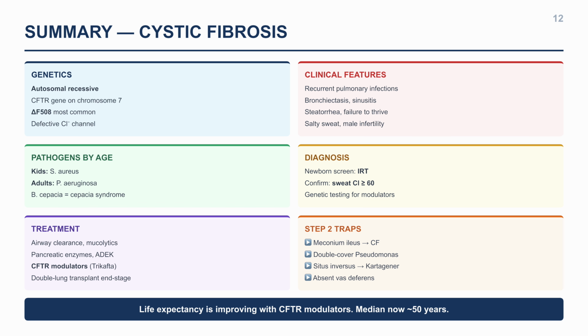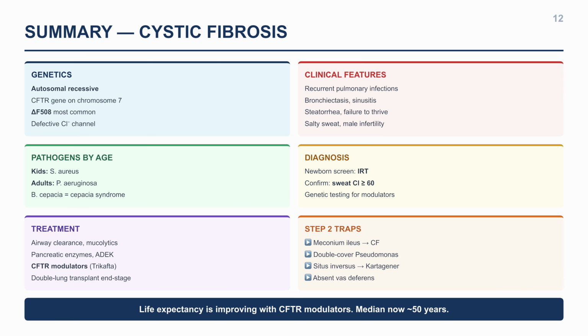Genetics. CF is autosomal recessive, caused by mutations in the CFTR gene on chromosome 7. Delta F508 is the most common mutation. The defective chloride channel produces thick secretions throughout the body. Clinical features: recurrent pulmonary infections with bronchiectasis, chronic sinusitis, steatorrhea, and failure to thrive, salty sweat, and male infertility from absent vas deferens.